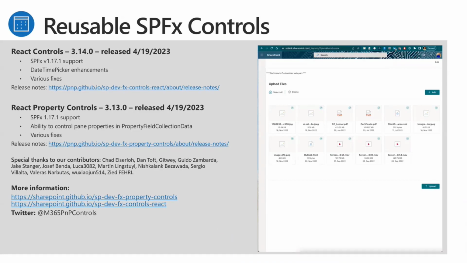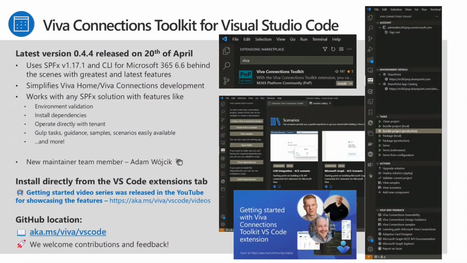Thank you, Alex. Vesa, update on the toolkit for Viva Connections? On the Viva Connections Toolkit, we do have the latest version, which went live earlier today, updated to use SharePoint Framework 1.17.1 and CLI for Microsoft 365 6.6 behind the scenes. So basically, this is an abstraction wrapper on top of the out of the box, in production SharePoint Framework Yeoman generator, and then the awesome CLI for Microsoft 365. We also do have a new maintainer in the team, Adam Wojciech, who's going to help on improving these things, and we do welcome contributions. Absolutely. That's it from that side.